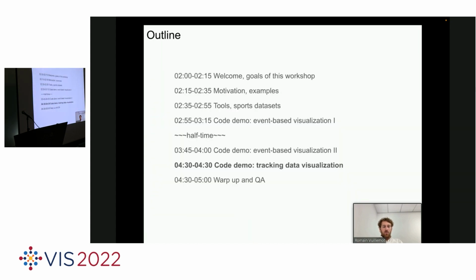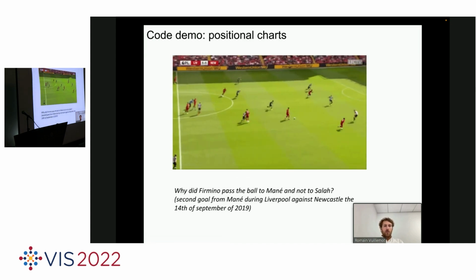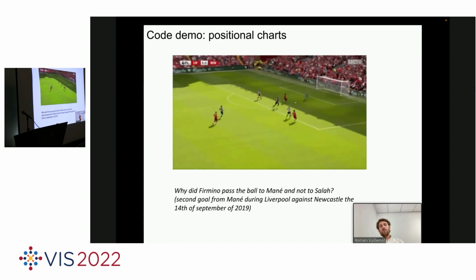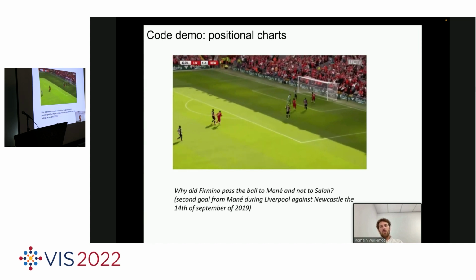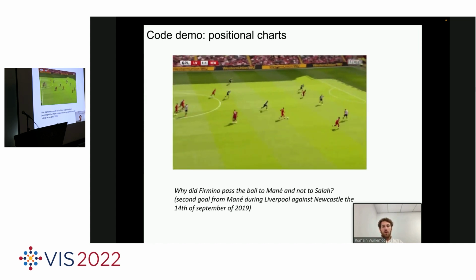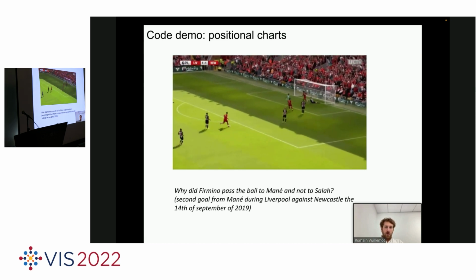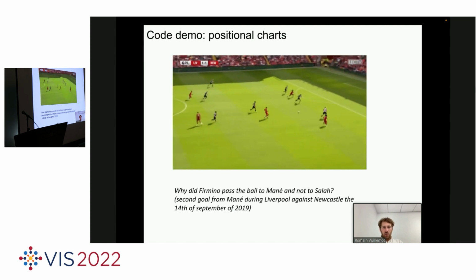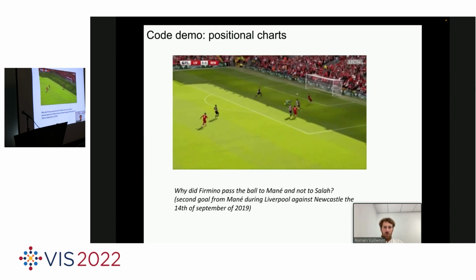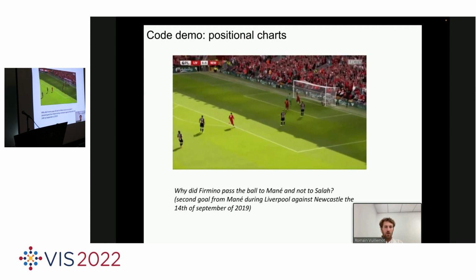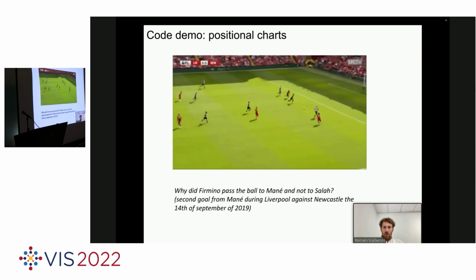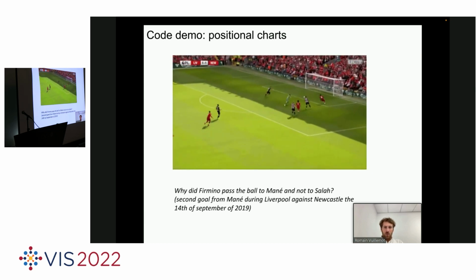Now the last part of the tutorial: the coding of tracking data visualization. Tracking data is the data we get from analyzing the frame-by-frame position of players. Here's a short sequence of soccer. I'm going to still use soccer data to illustrate this tutorial.